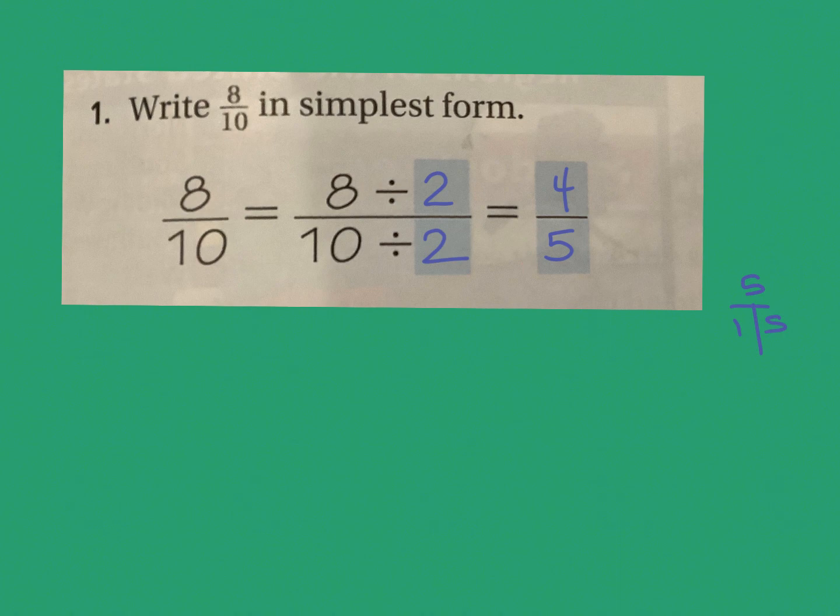What if I use the other way that they showed us, where I listed all the factors of 8 and 10? We have 1 times 8 for 8, 2 times 4, and that's it. So 1, 2, 4, and 8. And for 10, we have 1 times 10 and 2 times 5, and that's it. 1, 2, 5, and 10. And there's the matching 2. So that's what we would divide into both of them. So if you don't notice right away the matching factor that divides equally into both of them, then you can list them out like that and find it.